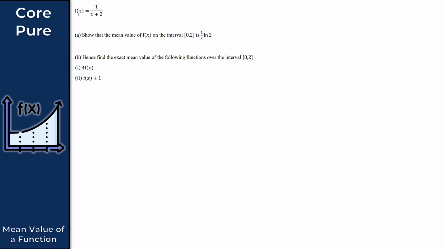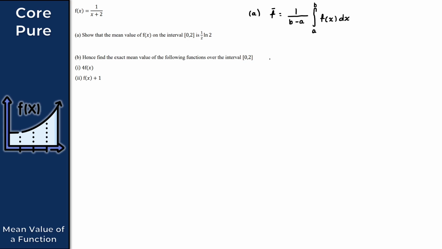For question 1, we're given f of x equal to 1 all over x plus 2. For the first part of this question, part A, we want to show that the mean value of f of x on the interval from 0 to 2 is a half ln 2. So for part A, don't forget that the mean value of a function, f bar, is equal to 1 all over b minus a times the integral from a to b of f of x with respect to x.